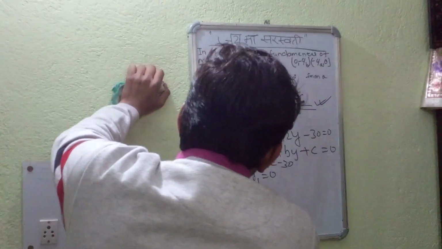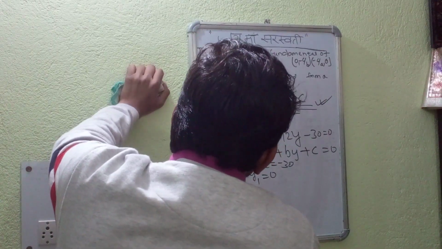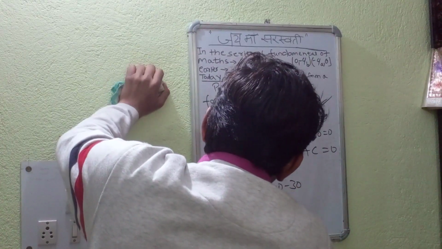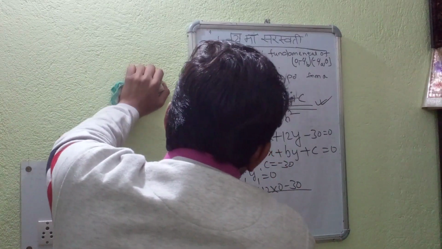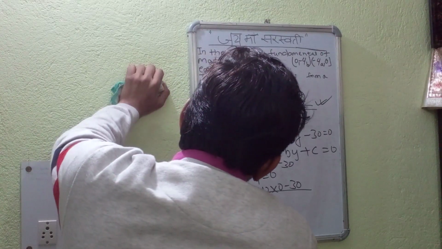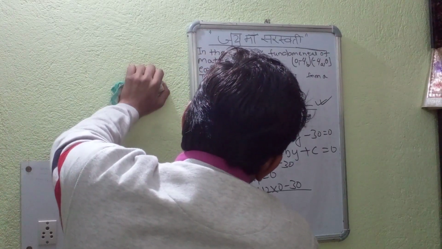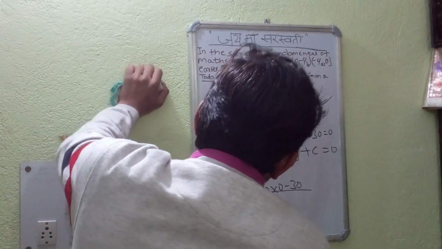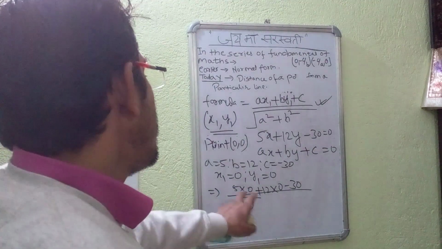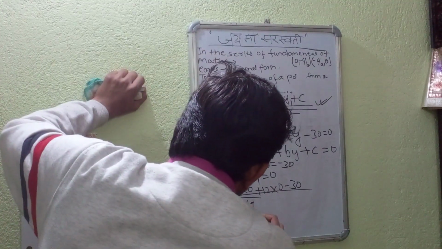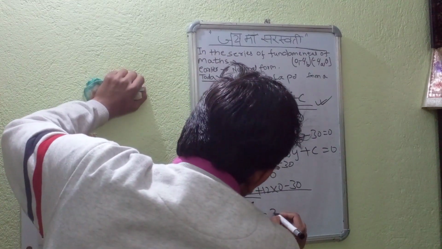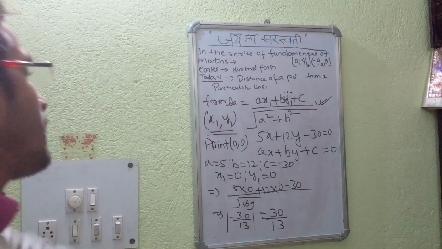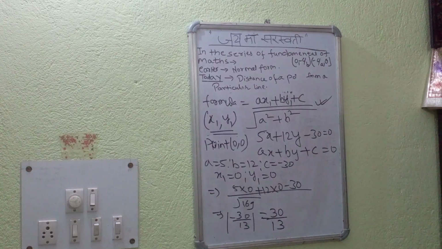So we will be calculating the respective values. a is 5, so 5 into 0, b is 12, 12 into 0, c is minus 30, by under root a square plus b square, that will be equal to under root 169, that is 30 by 13. We had calculated the value minus 30 by 13. Under mod, when we are taking it out, it will be 30 by 13. So we had calculated the value as 30 by 13.